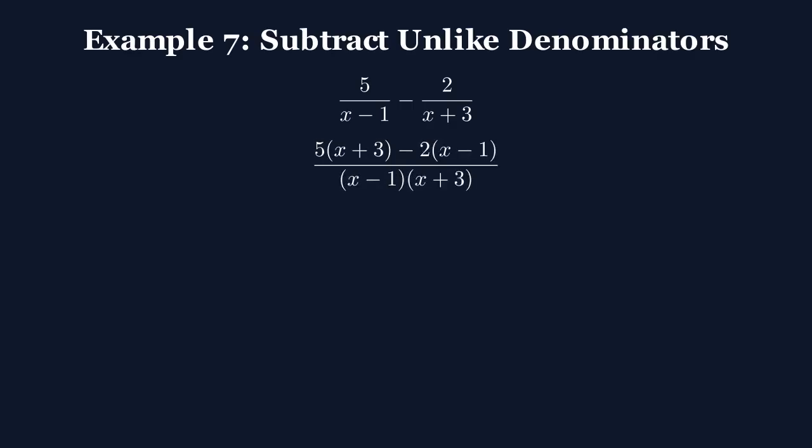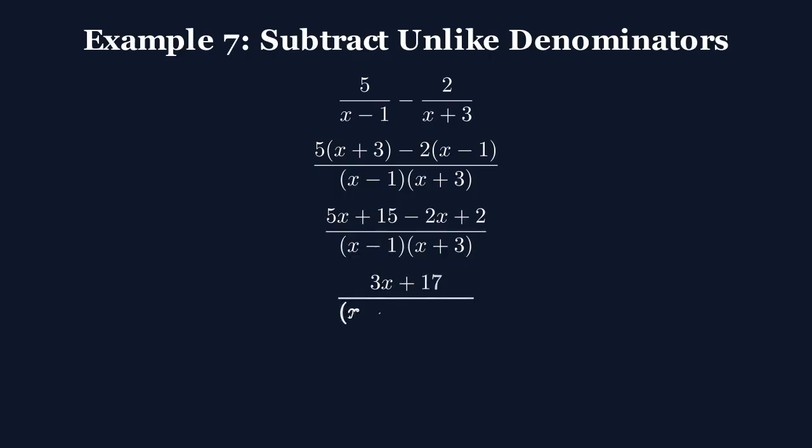Example 7. Subtract 5 over x minus 1 minus 2 over x plus 3. The least common denominator is x minus 1 times x plus 3. The first numerator becomes 5 times x plus 3. The second numerator becomes 2 times x minus 1. Subtract the entire second numerator. After simplifying, the answer is 3x plus 17 over x minus 1 times x plus 3.